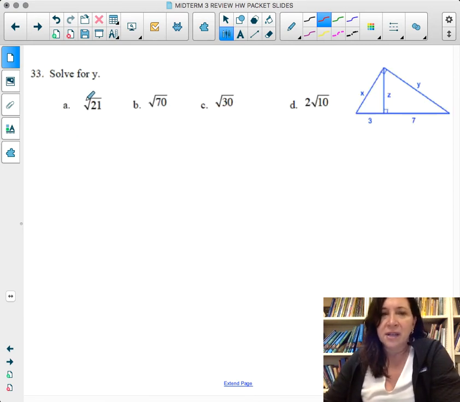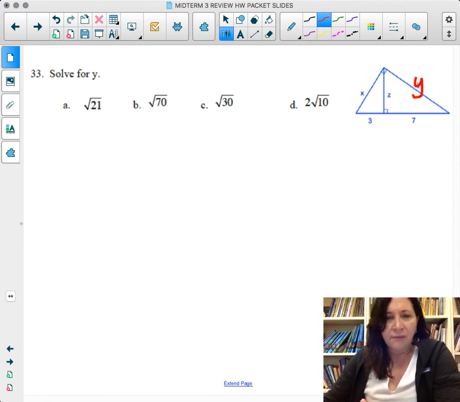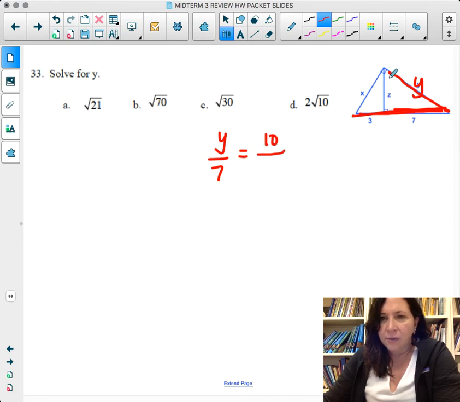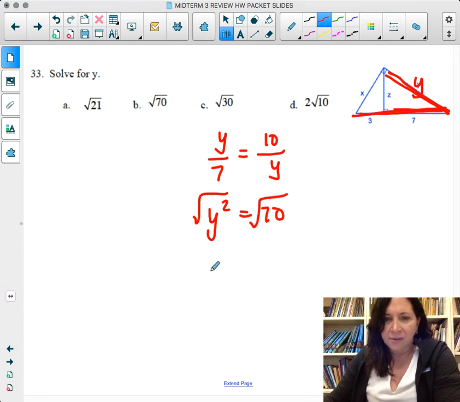The next question says solve for y. So they only want this value right here. Do you want to do hypotenuse? I feel like I've done this problem. Anyway, hypotenuse is to leg. So we're going to go y is to 7 as big hypotenuse 10 is to leg y. So I have y squared equals 70. Yeah, I did do this one. So y is equal to the square root of 70.